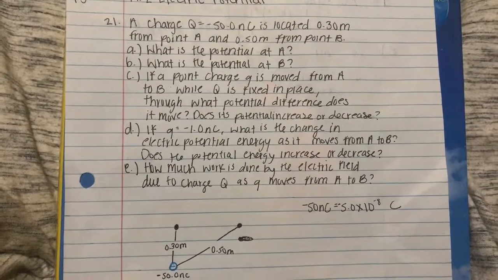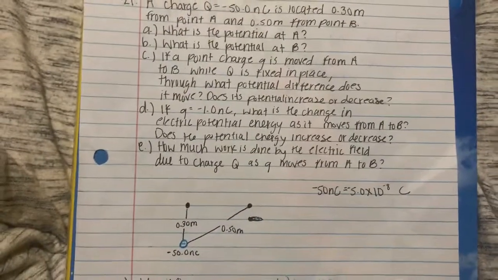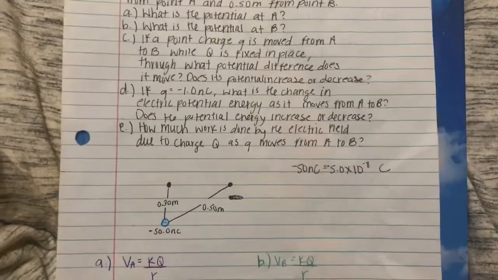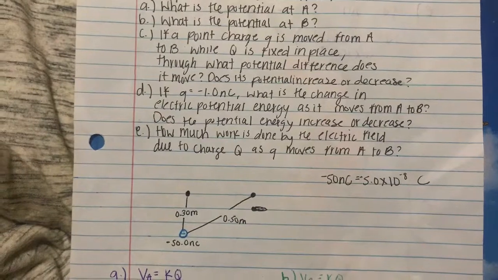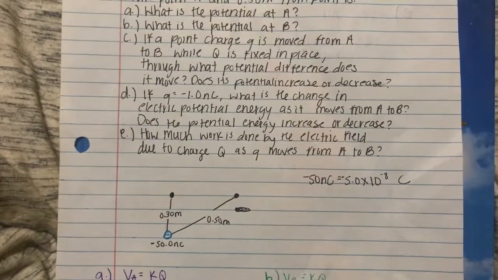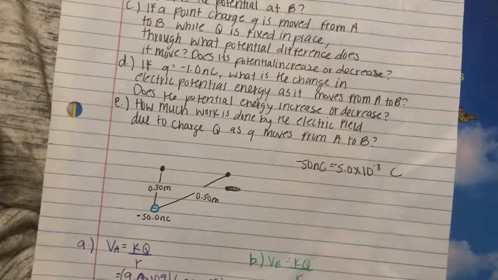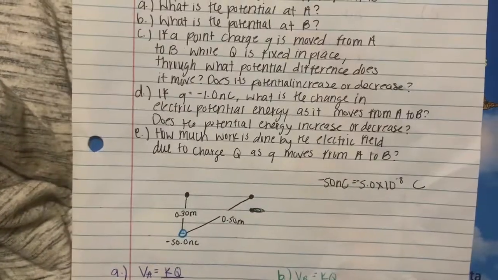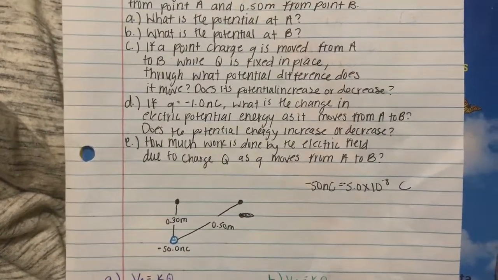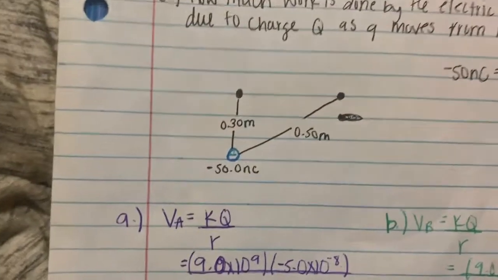C, if a point charge Q is moved from A to B while Q is fixed in place, through what potential difference does it move? Does its potential increase or decrease? D, if Q is equal to negative 1.0 nanocoulombs, what is the change in electric potential energy as it moves from A to B? Does the potential energy increase or decrease? And E, how much work is done by the electric field due to charge Q as charge Q moves from A to B?